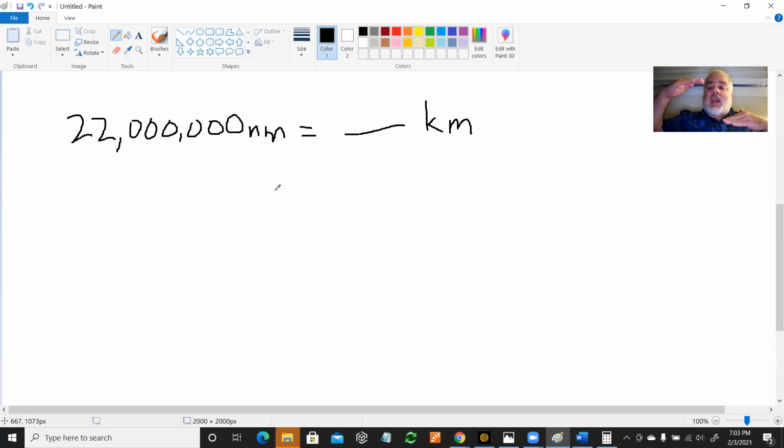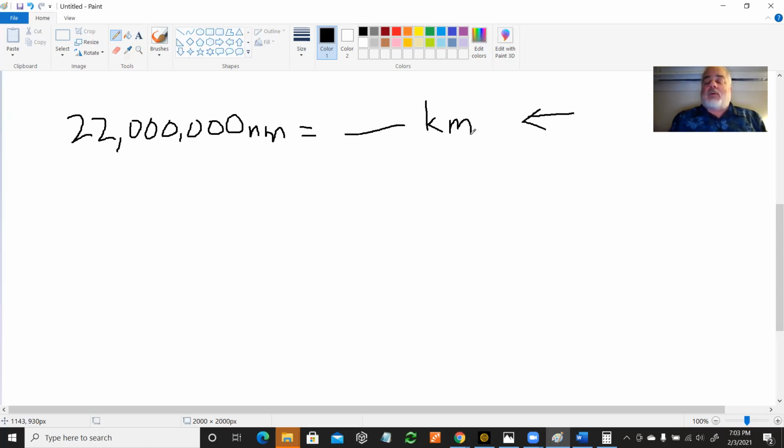So am I going to need a lot of nanometers to equal kilometers? Or am I going to need a lot of kilometers to equal nanometers? No. I need a lot of nanometers to equal kilometers. I need less kilometers to equal nanometers, right? I've got to bring the kilometers down. I need less of them. How do I make a number less? I move the decimal to the left.